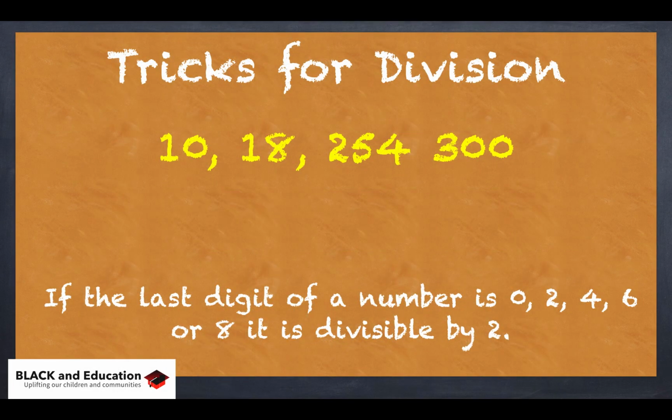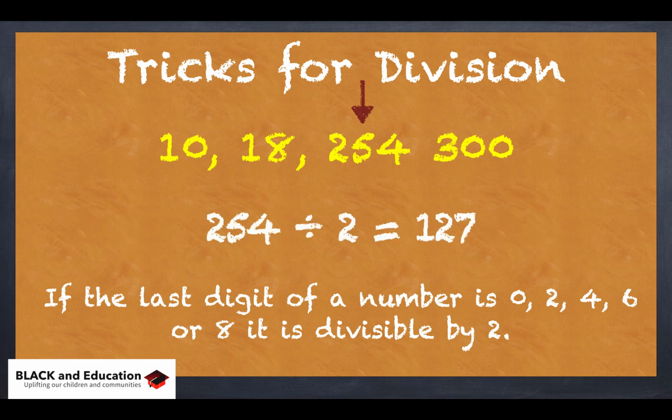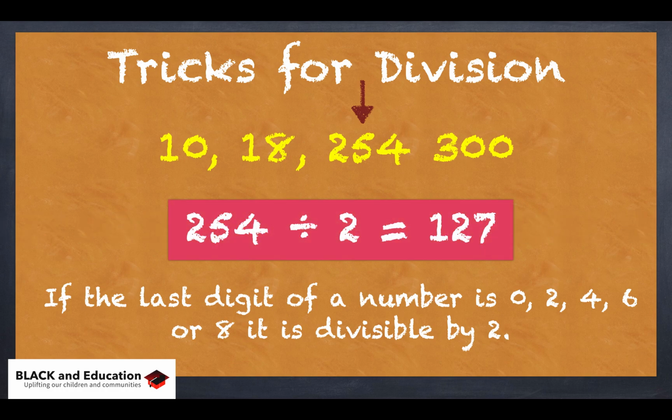Let's look at a third example. Let's say I have the number 254 that ends in 4. Well, I can cut that number right in half. And you want to know what half of 254 is? Well, it's going to be 127, because 2 can go into 254 127 times. We can cut that right in half. It can go into it evenly. It would divide into 254 evenly.